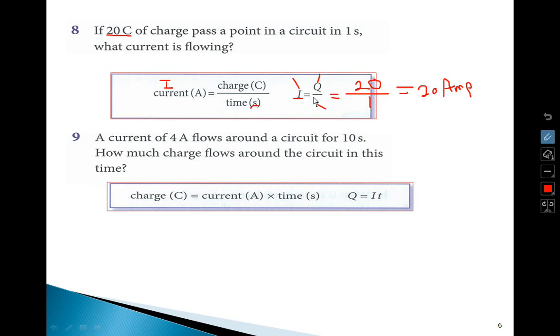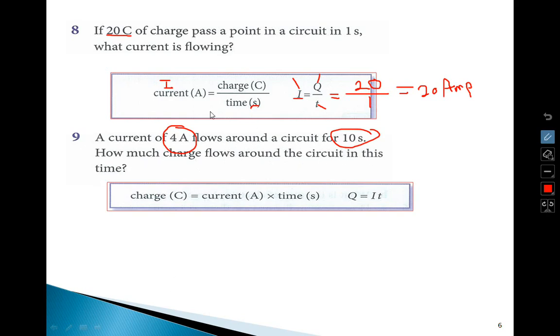In question number 9, it is similar to the previous one. A current of 4 ampere flows around the circuit for 10 seconds. So we have I, and we have the time T, 10 seconds. We need to find Q. How much charge flows around the circuit in this time?